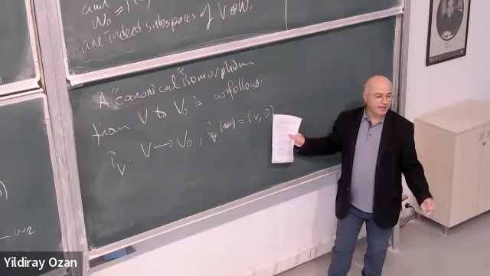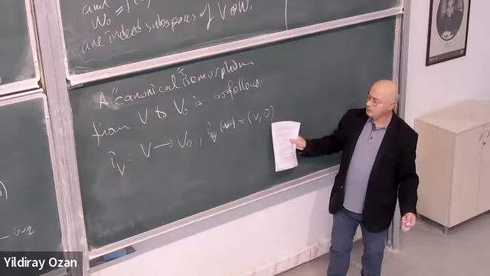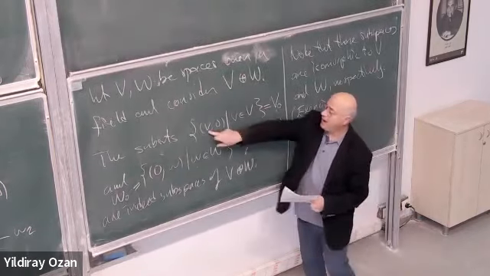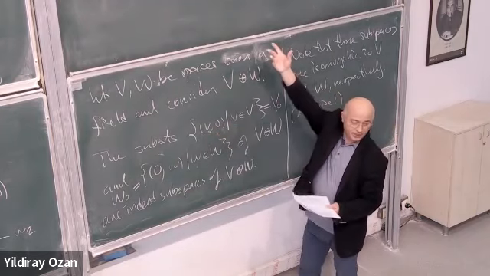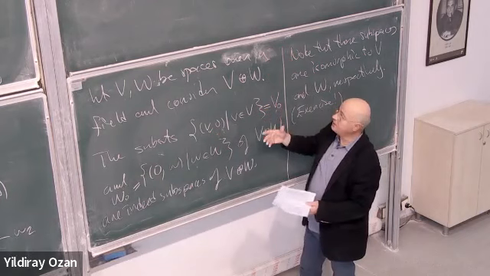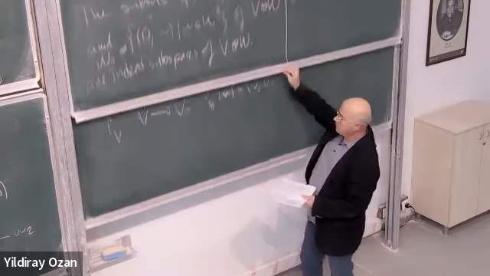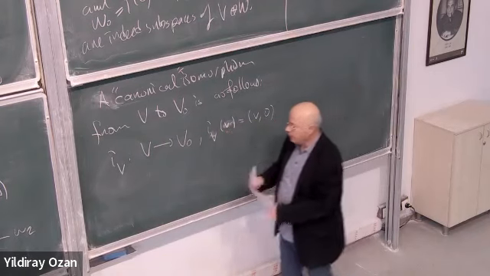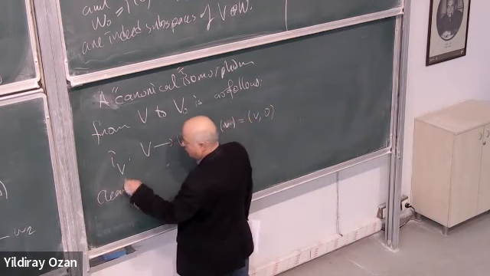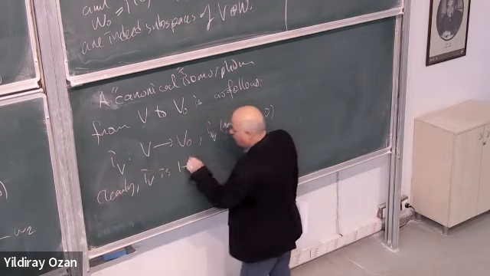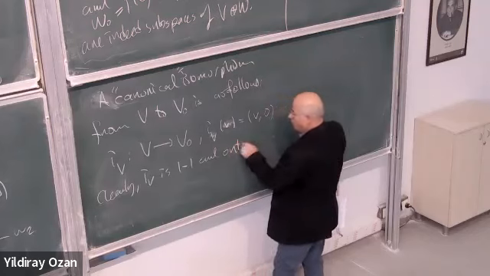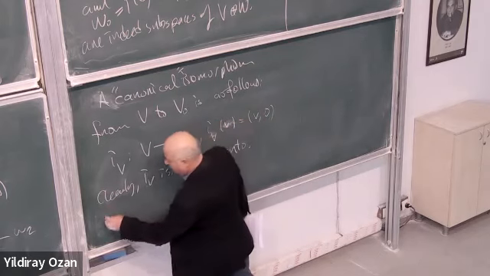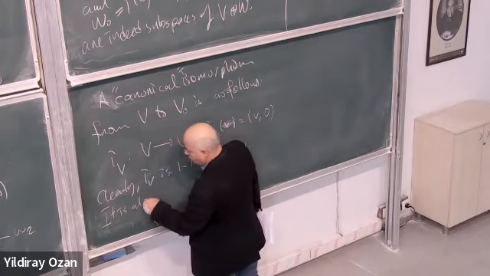This map is clearly 1-to-1 and onto because its image is this. Any element of this form is in the image of that map, and it is clear that if you choose different elements here, you will get different pairs here, right? Clearly, i_V is 1-to-1 and onto. And it is linear, right? It is also linear.